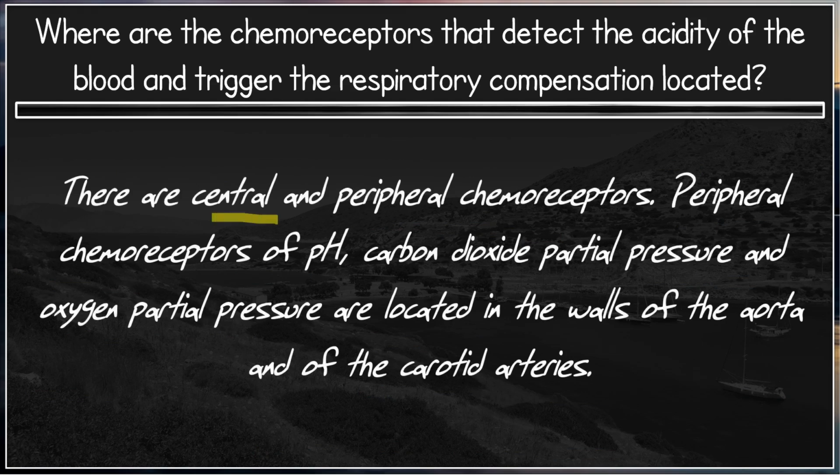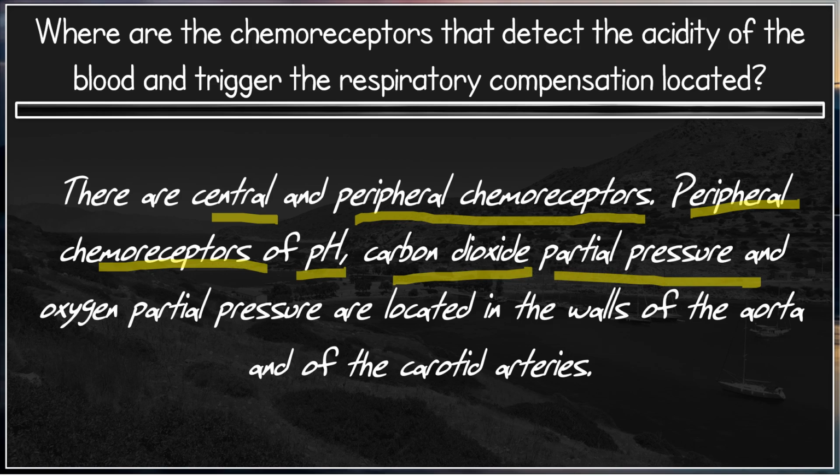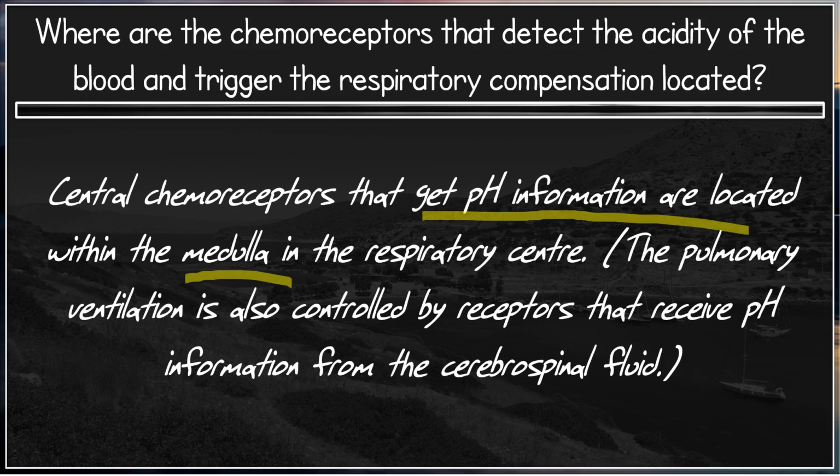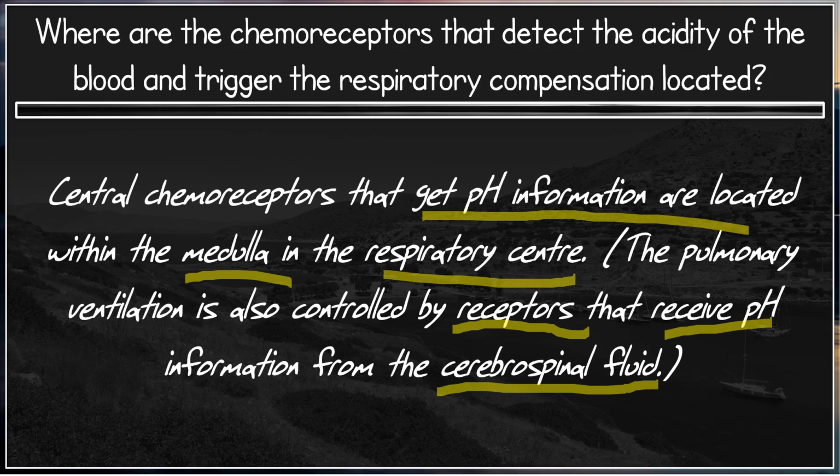There are central and peripheral chemoreceptors. Peripheral chemoreceptors for pH, carbon dioxide partial pressure and oxygen partial pressure are located in the walls of the aorta and the carotid arteries. Central chemoreceptors that get pH information are located within the medulla of the respiratory center. Pulmonary ventilation is also controlled by receptors that receive pH information from the cerebrospinal fluid.